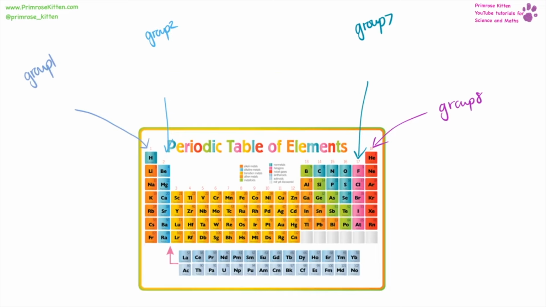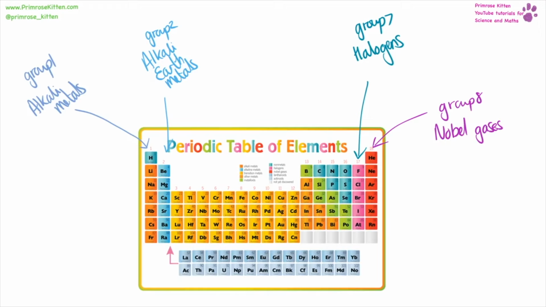This beautifully coloured periodic table is because of lots of different groups, lots of different categories on the periodic table. Group number 1 are also known as alkali metals. Group number 2 are the alkaline earth metals. Group 7 are the halogens, and group 8 are the noble gases. The big chunk in the middle are the transition metals.